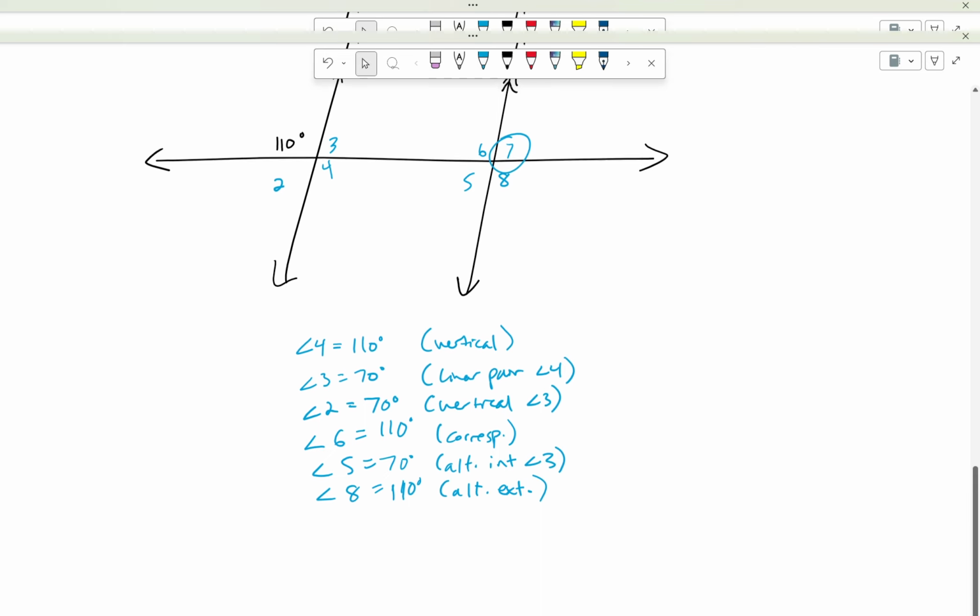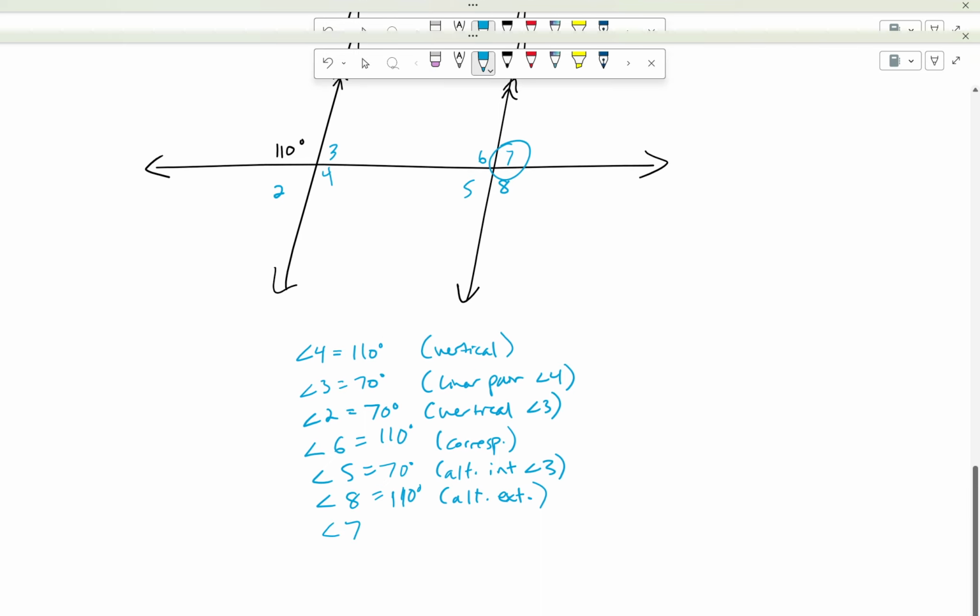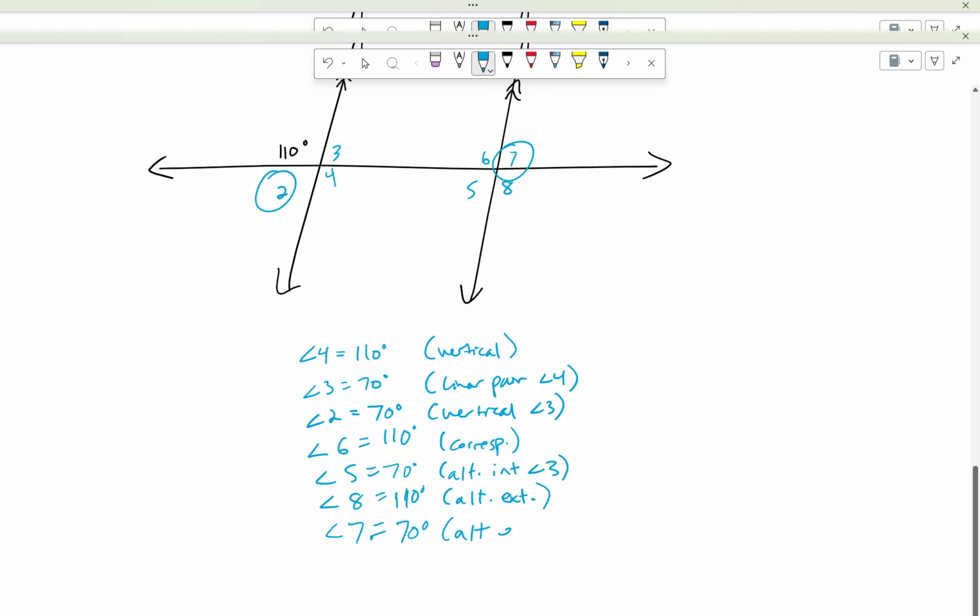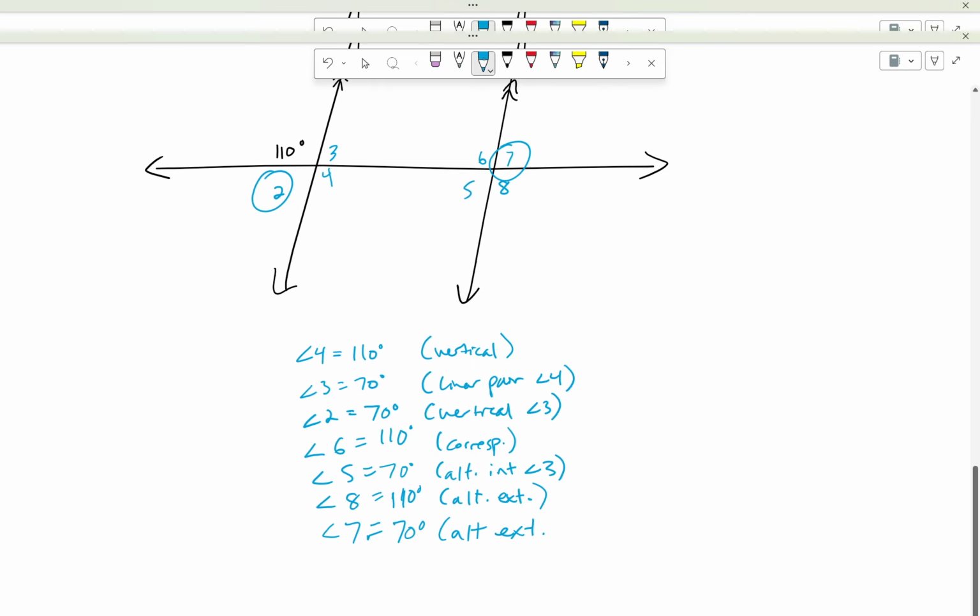Oh, you know what? Angle 7 also is going to be 70. Why? A few ways we could do it. I could say it's vertical to angle 5. I also know, let's use one of our new theorems, right? Like a new toy that we have. Alternate exterior with angle 2. Cool.